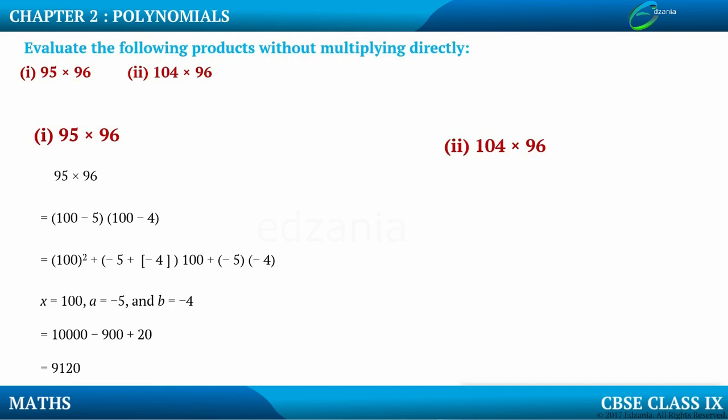Second question, again 104 times 96. Now 104 can be written as 100 plus 4, and 96 can be written as 100 minus 4. So again, recall this identity. This is like your a plus b and a minus b. In the next step, (a + b)(a - b) is going to give me a square minus b square. That is 100 square minus 4 square. 100 square is 10,000, 4 square is 16. So we are going to get 9,984.